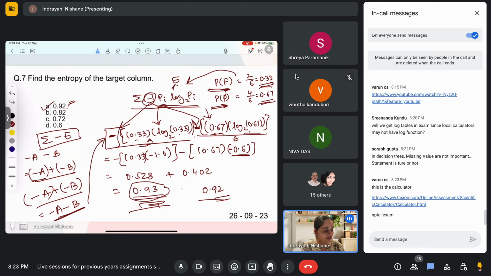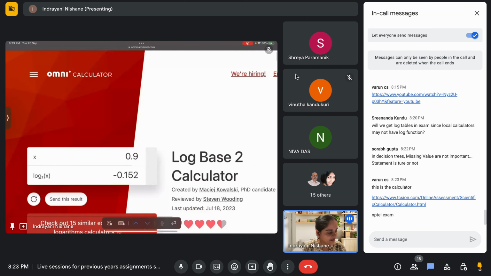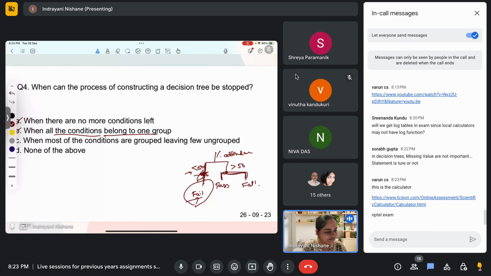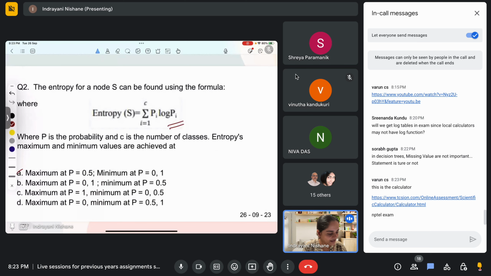I'm not going to repeat this. Some 3-4 times we have repeated these calculations. Okay. Sorry, Shreya, but I don't want to do that once again. Question number 2, we can take it up.